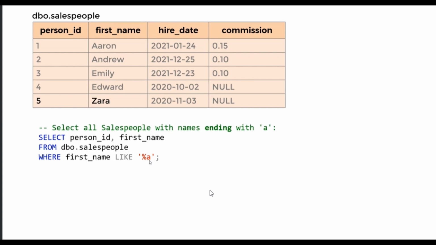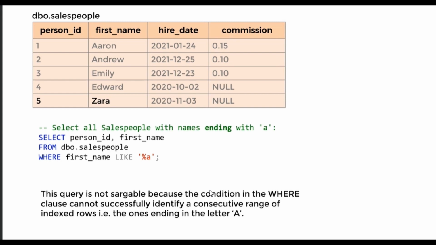Now, with the wildcard percentage symbol followed by A, first names ending with A, like Jara, this query is not searchable because the condition in the WHERE clause cannot successfully identify a consecutive range of indexed rows, the ones ending in the letter A.